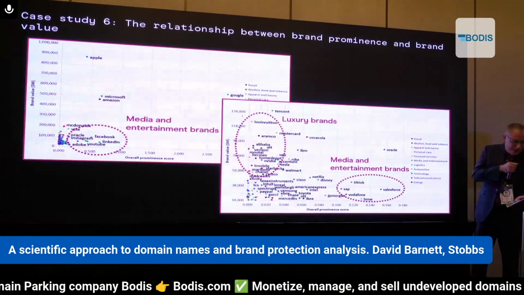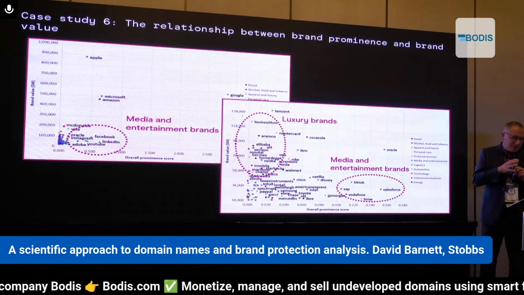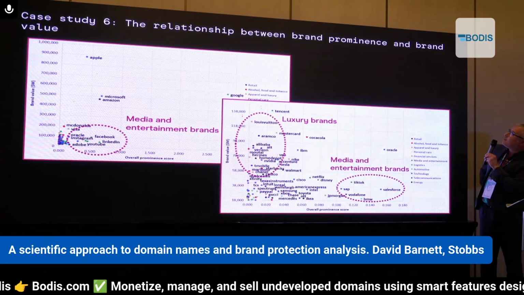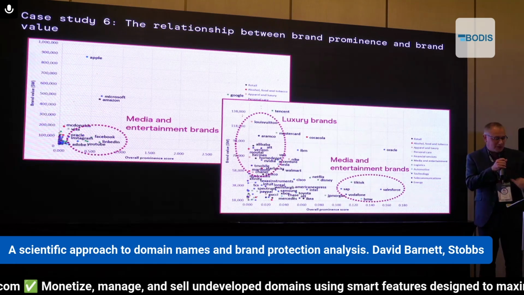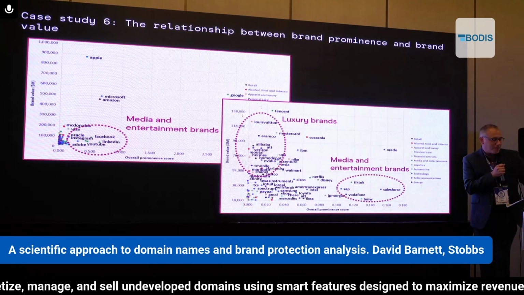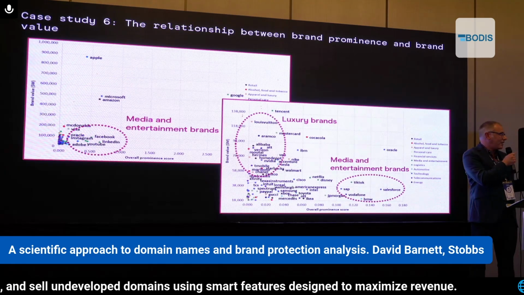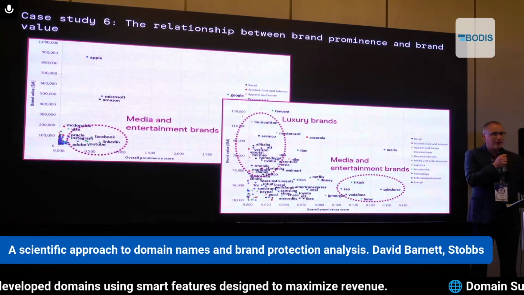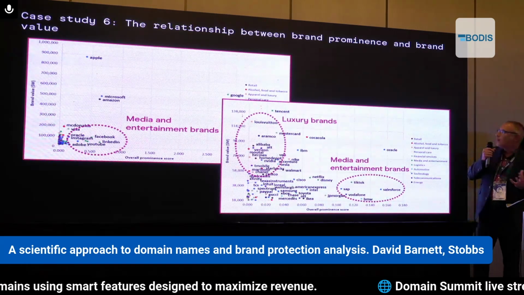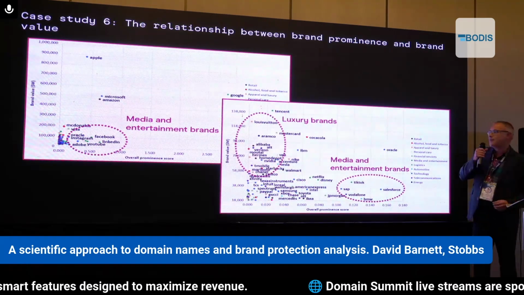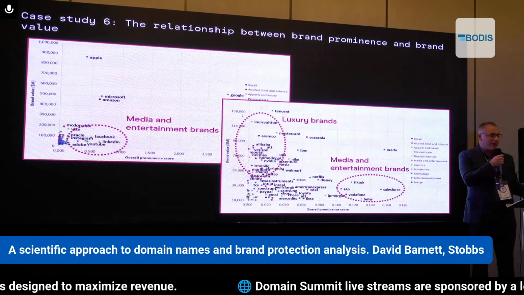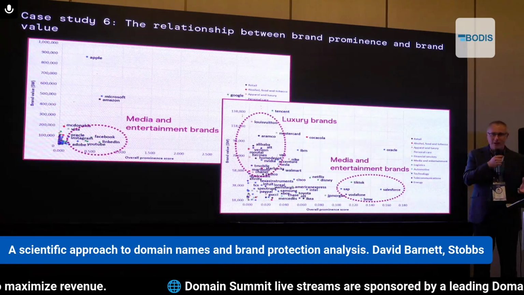Just quickly stepping through some of the others. This one is looking at the relationship between brand prominence and brand value. We mentioned earlier that brand prominence is something we can measure for any page we bring back: how many mentions of the brand, how prominent they are. As part of one of our landscape analyses, what we're interested in is, how related is brand prominence to brand value?